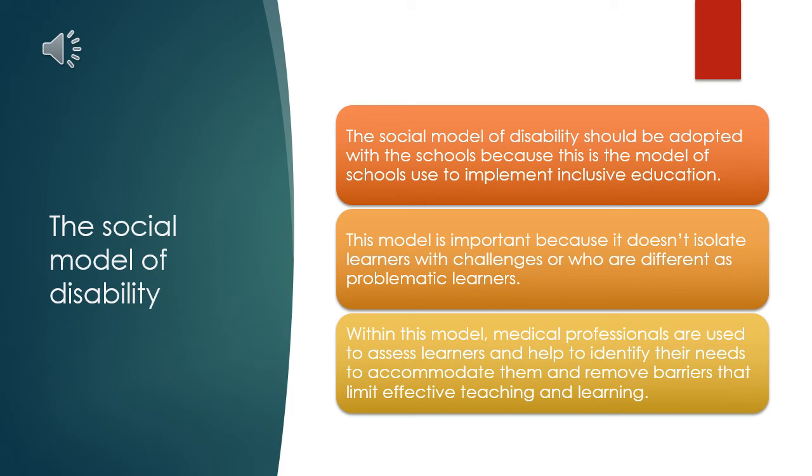The model used in inclusive schools is the social model of disability. The social model of disability should be adopted within schools because this is the model schools use to implement inclusive education. This model is important because it does not isolate learners with challenges or who are different. They are not seen as problematic learners in this model.